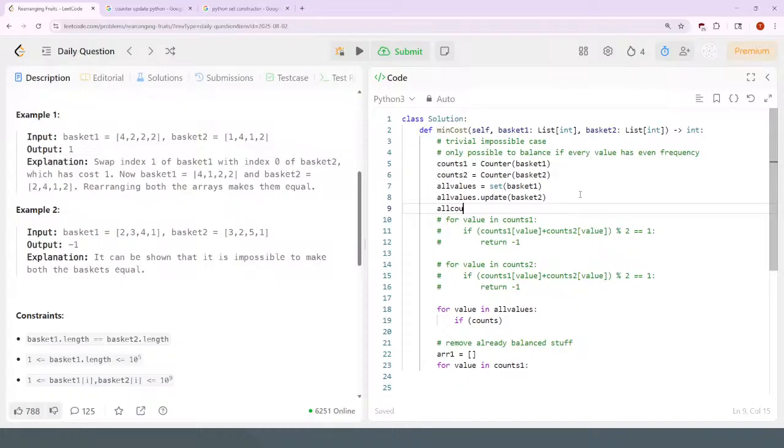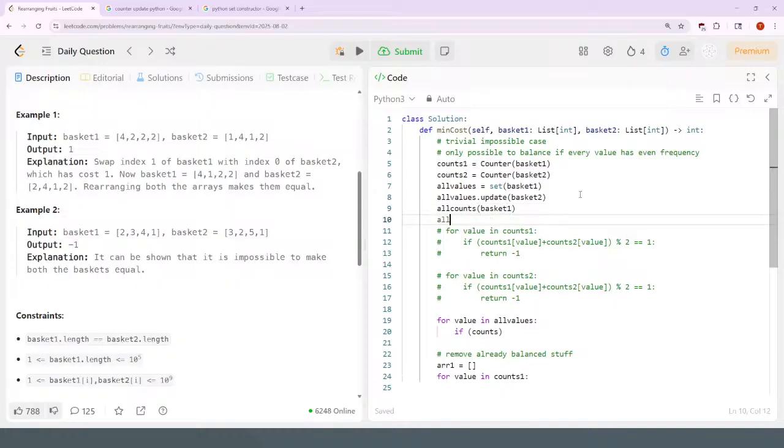All counts starts with... this is so bad. All counts starts with count basket 1. Maybe I should just do a default dictionary. At that point, at least it'll guarantee that I don't have to check for the key each time.